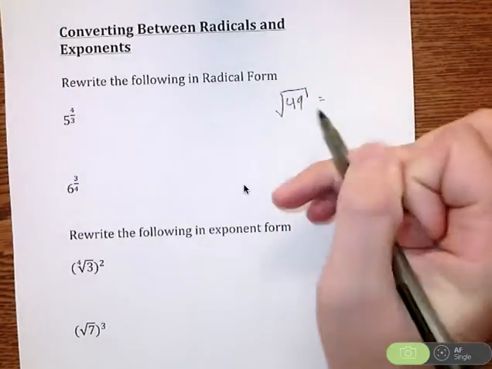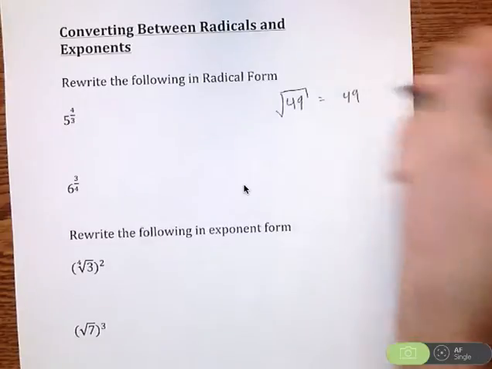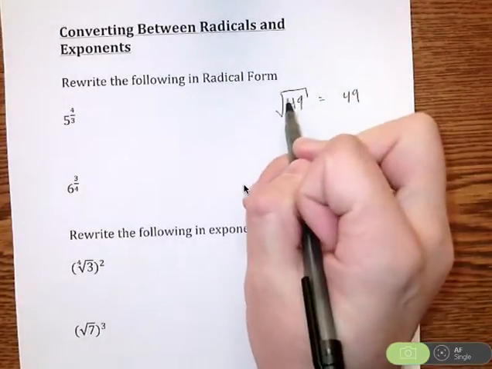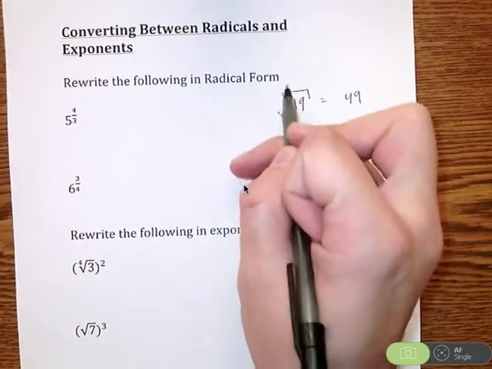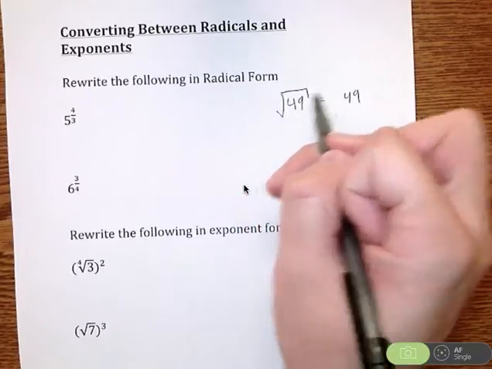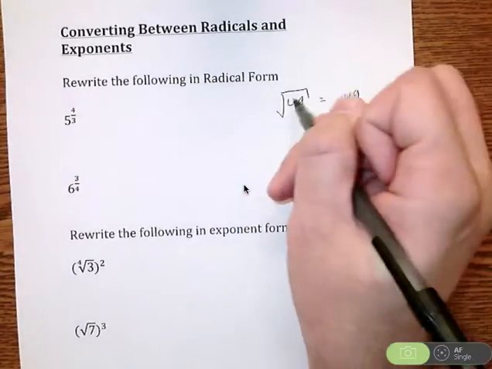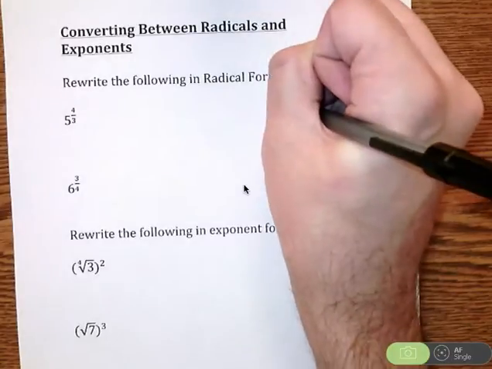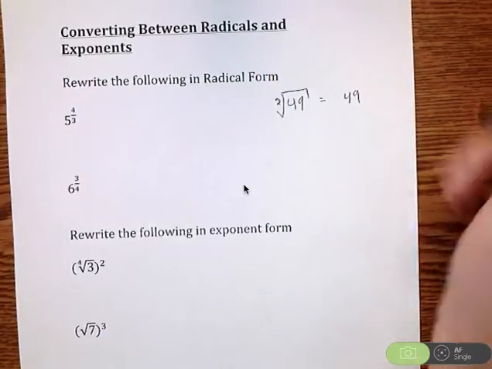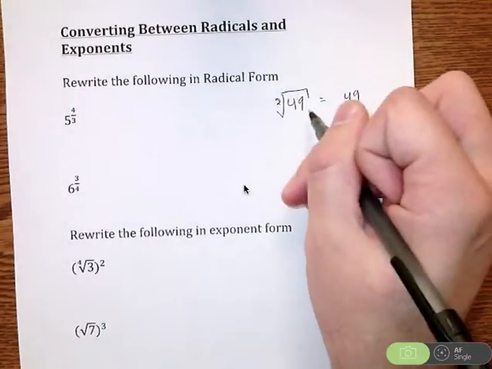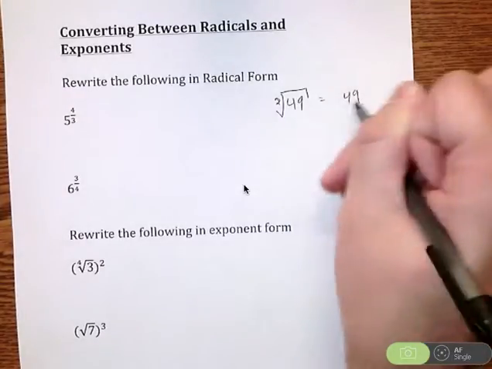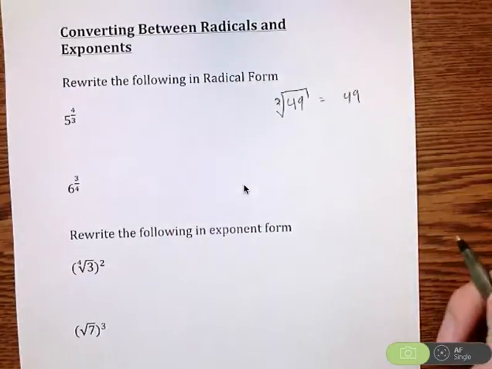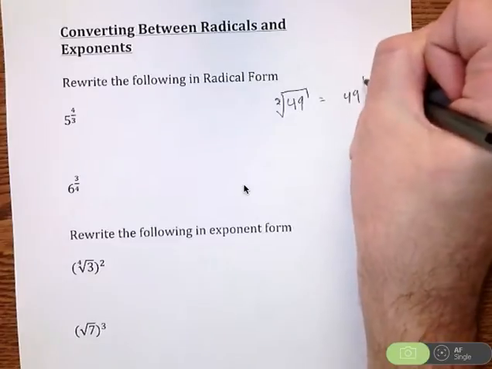Notice this is inside that 49. That's still the base, the 49. The idea we're working with is what is the power on this root? And even though it's not written, this is a square root. So meaning, usually when it's a square, we're dealing with 2. But the 2 is not always written.